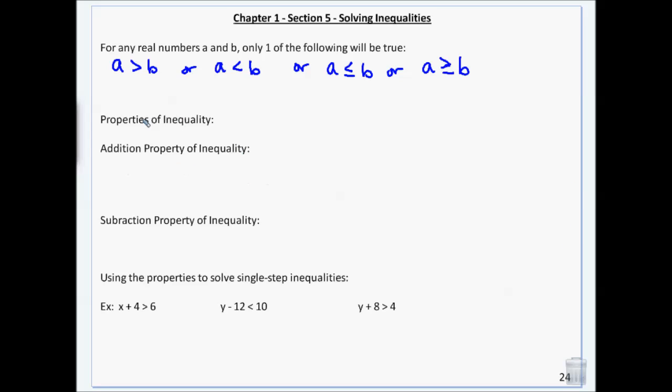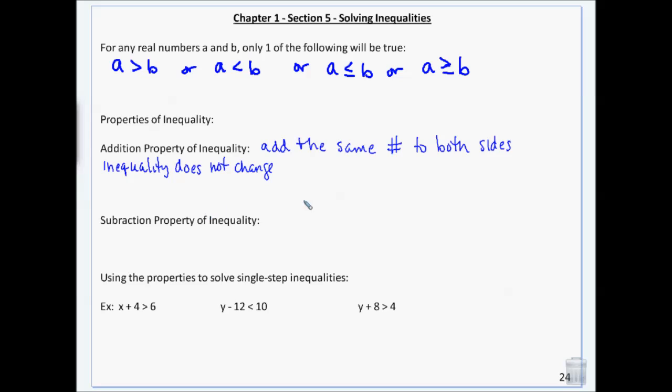Okay, the addition property of inequality, basically it just says if I add the same number to both sides, the truth does not change, so the inequality does not change. And I'll give this to you with real numbers, so it's very obvious. 4 is less than 10, right? Okay. So if I add 3 to both sides, I get 7 and 13. 7 is still less than 13.